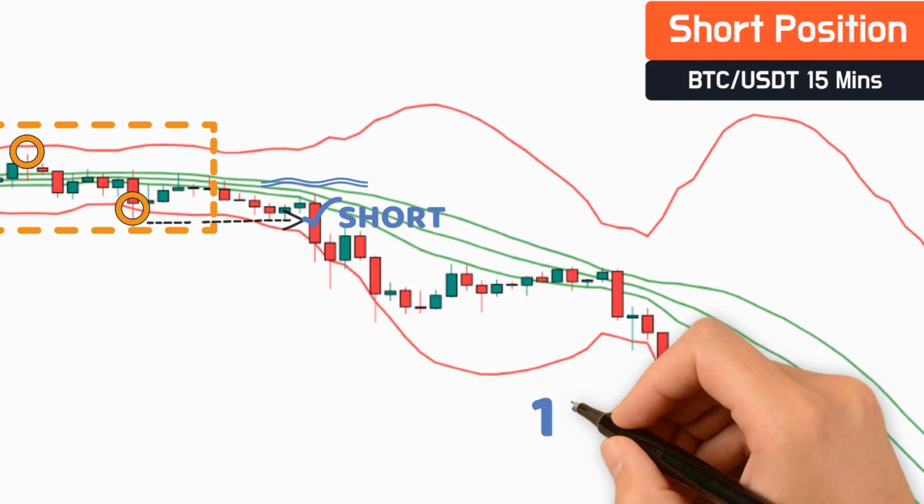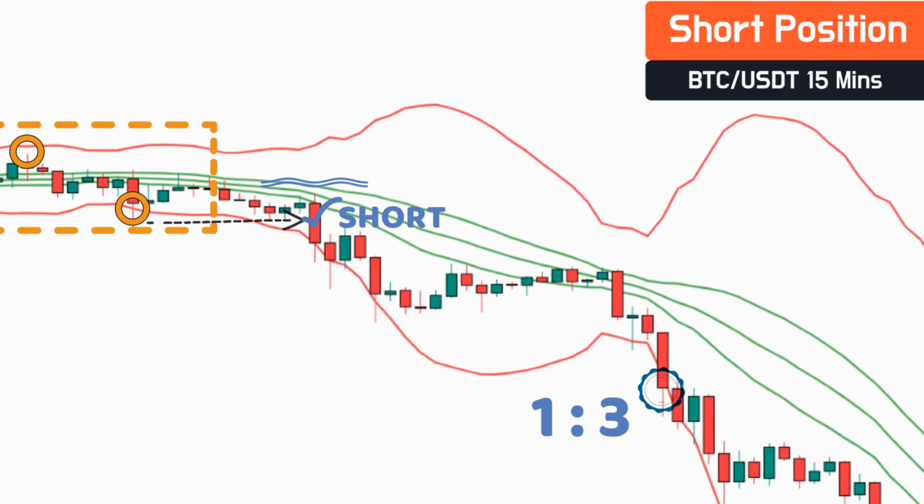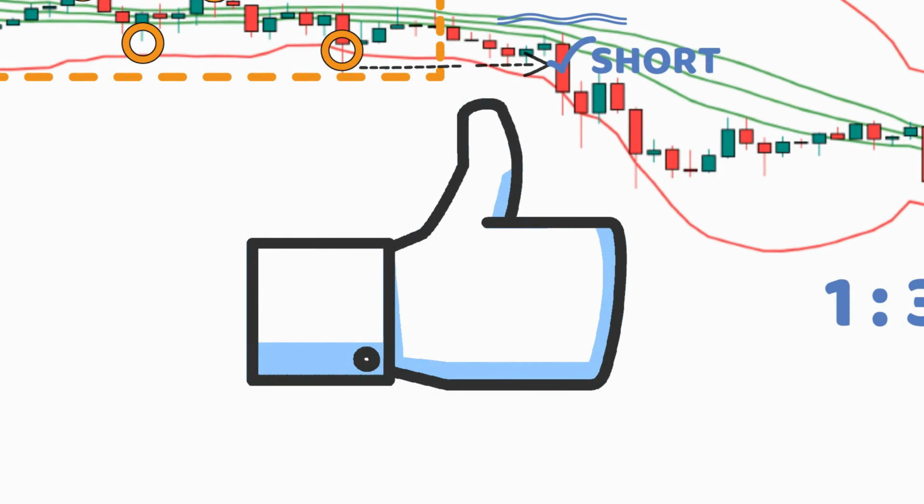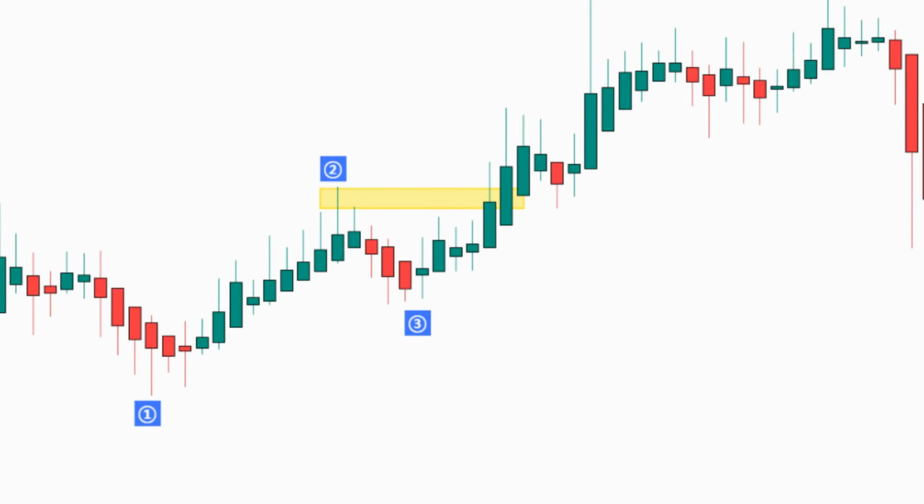In the following example, profit was taken at the 1 to 3 where the lower band was touched. So far, I've explained the first trading strategy. Now, let's discuss the second trading strategy called the 1 to 3 pattern strategy.